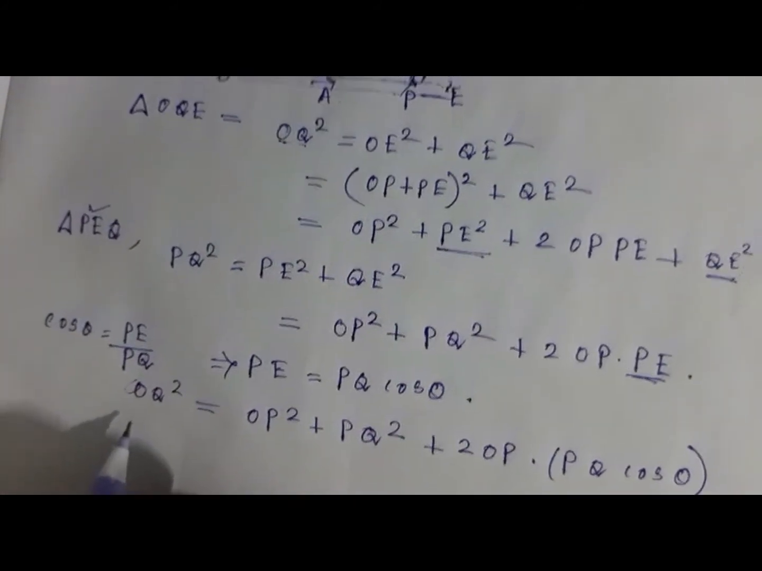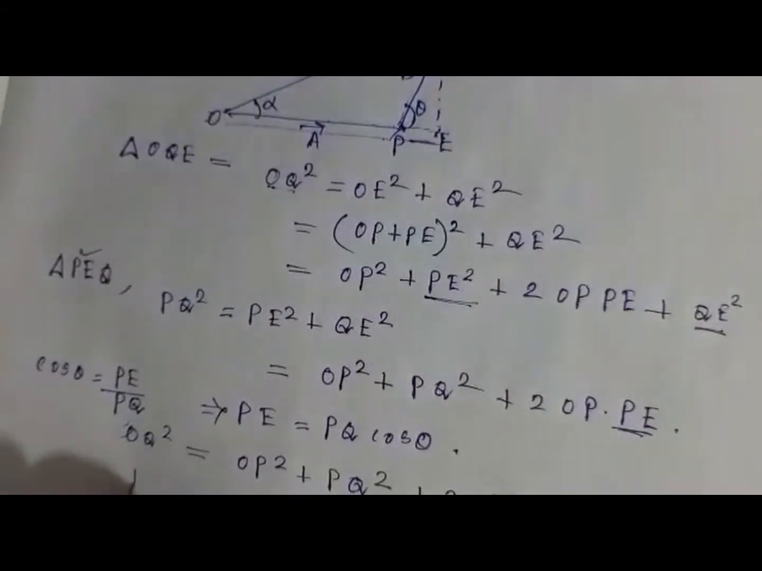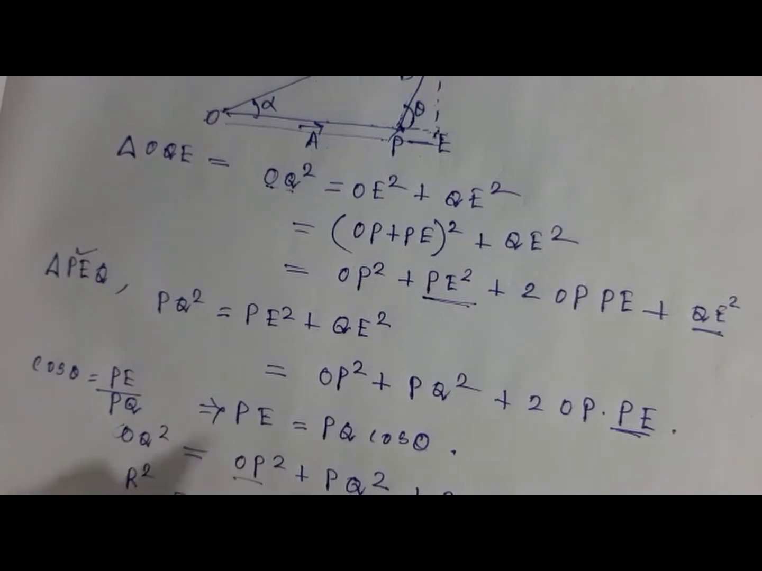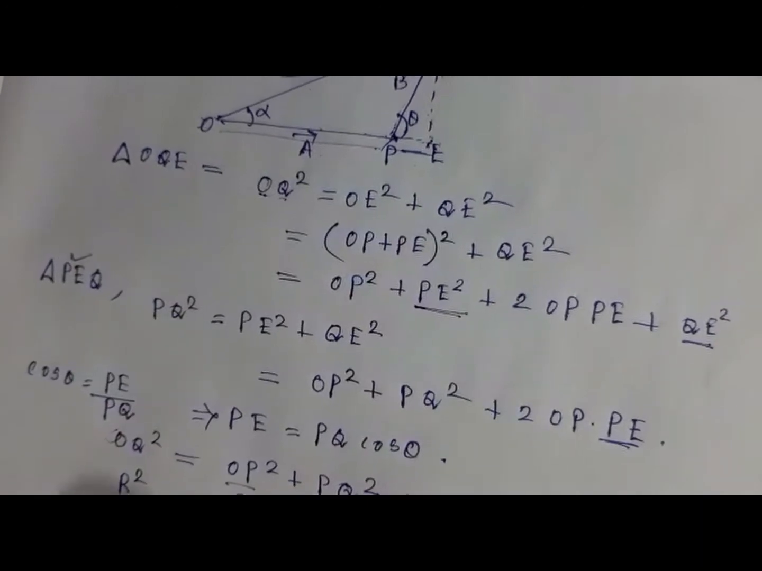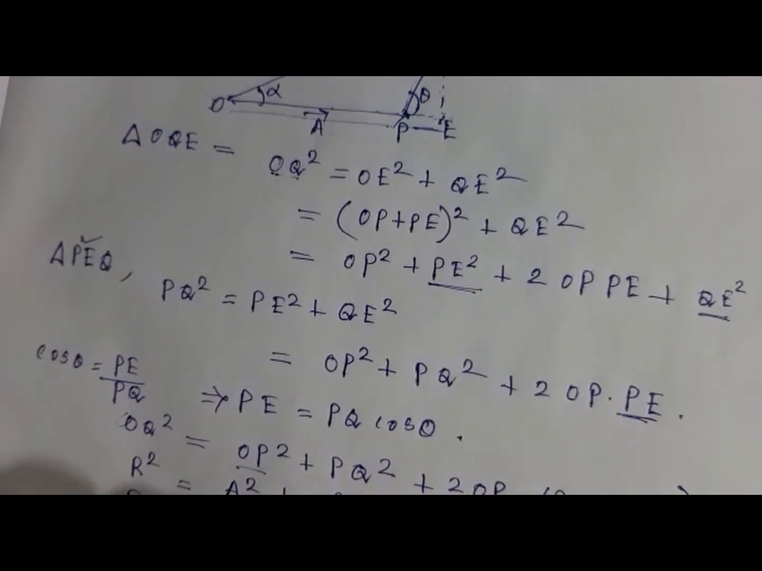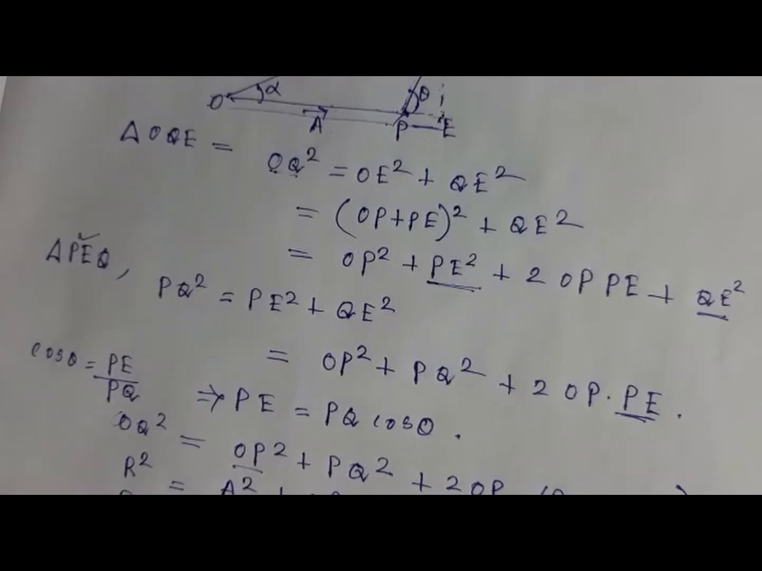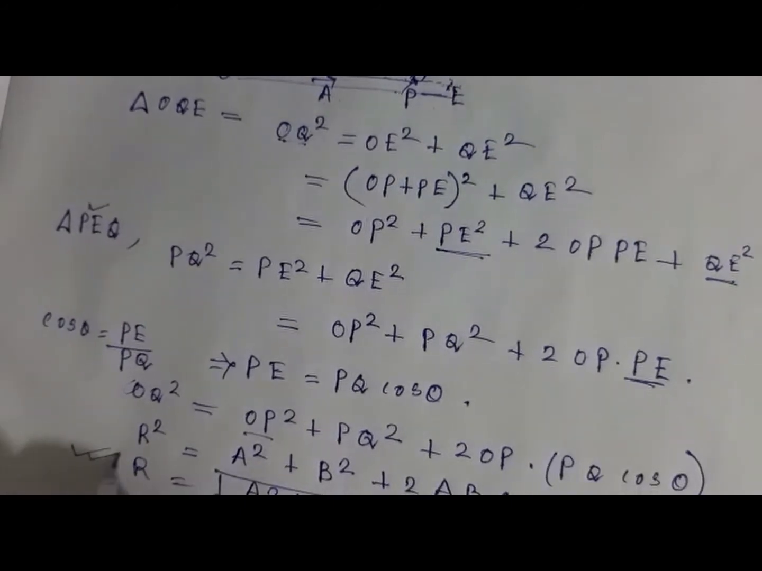Now you see, your OQ is R, so you can write R square. OP is your A, so you can write A square. PQ is your B, so B square plus 2AB cos theta. So your R is going to be the square root of this. Now this is for your magnitude.